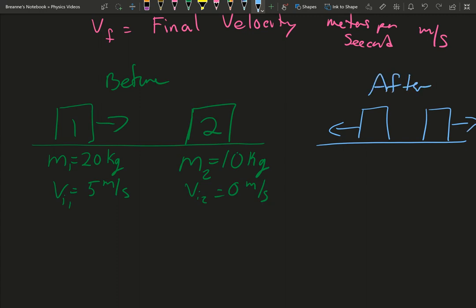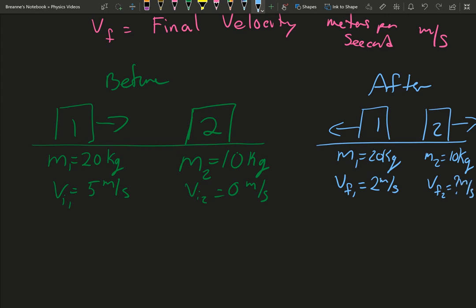So after the hit, the mass of the block does not change. So the mass is still going to be 20 for block 1 and 10 for block 2. Now the final velocity of block 1 is going to go to 2 meters per second. And we want to know the final velocity of block 2. So that's our unknown.